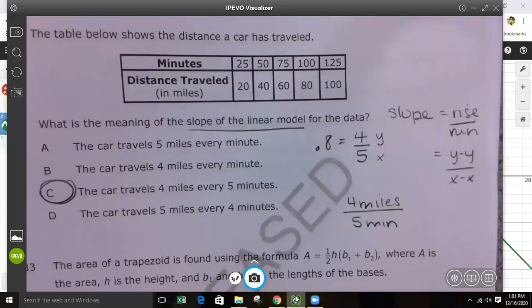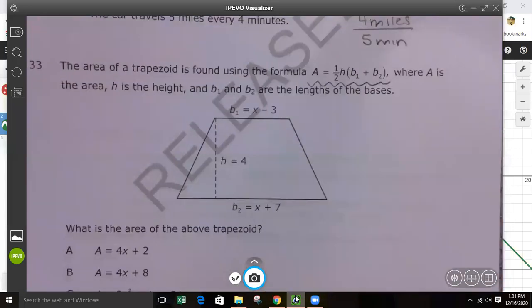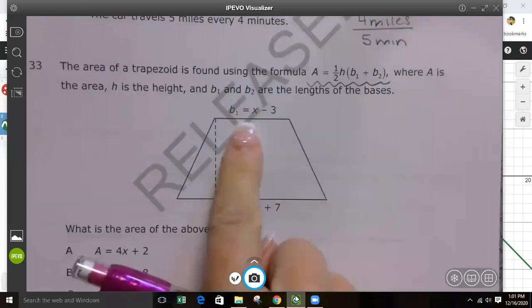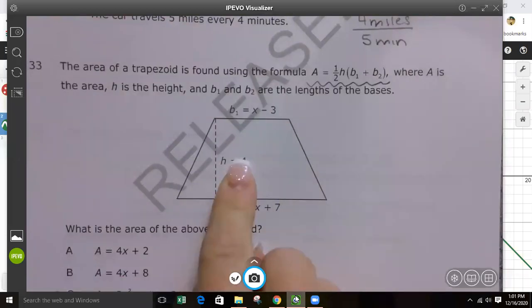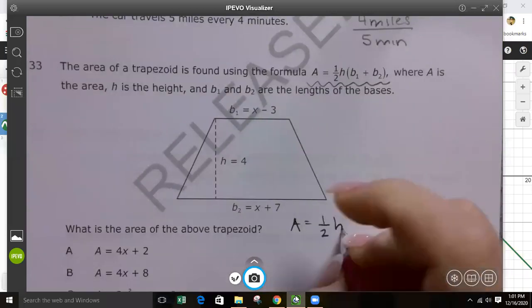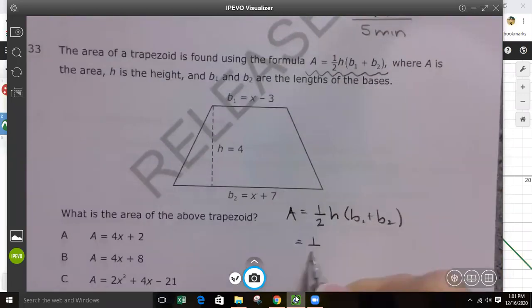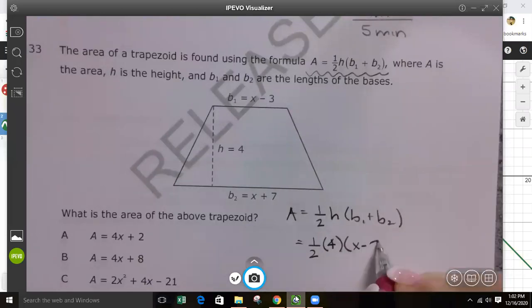All right. The next one is just multiplying. It gives you a formula, 1/2 h times b1 plus b2. It gives you b1 is x minus 3. It gives you the height is 4, h is 4. And b2 is x plus 7. So we're going to plug it into that formula. I'm going to rewrite the formula down here. So 1/2 h is 4. b1 is x minus 3. Plus b2 is x plus 7.